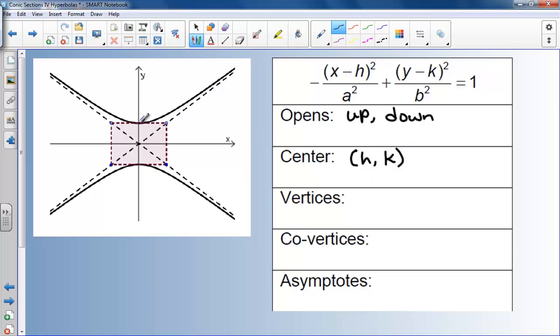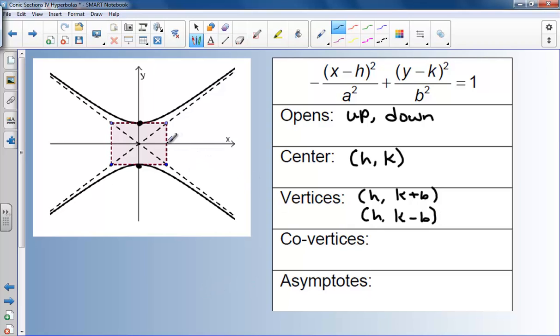My vertices now are going to be here. So from my center, it's my k value that will change here. So my vertices will be at h, and then k is going to move up a units or down a units. And again, we will be analyzing the graph to find a lot of these things.